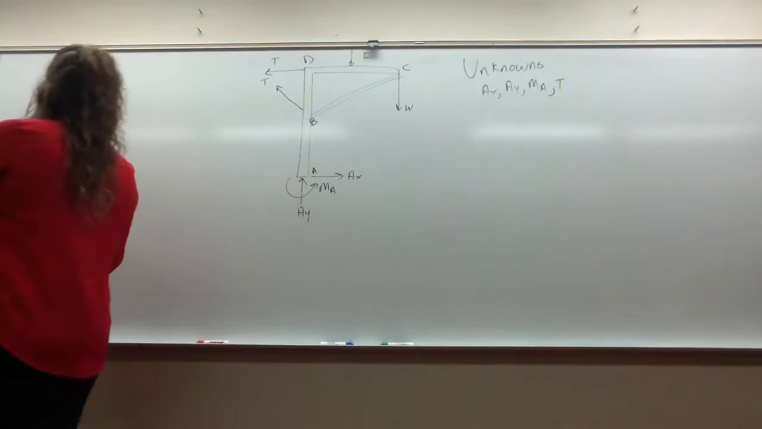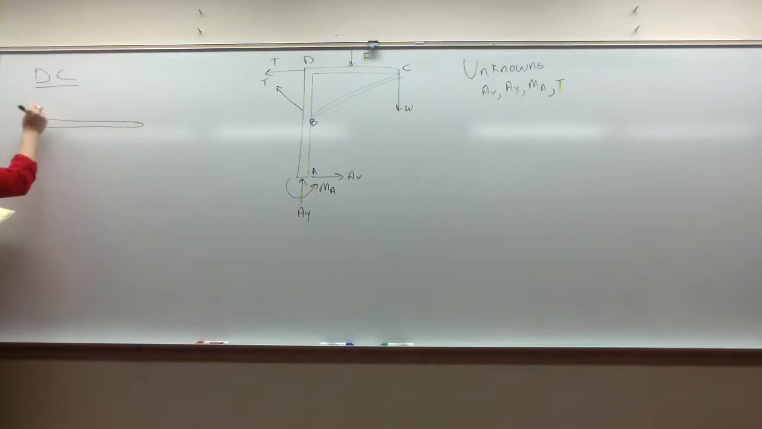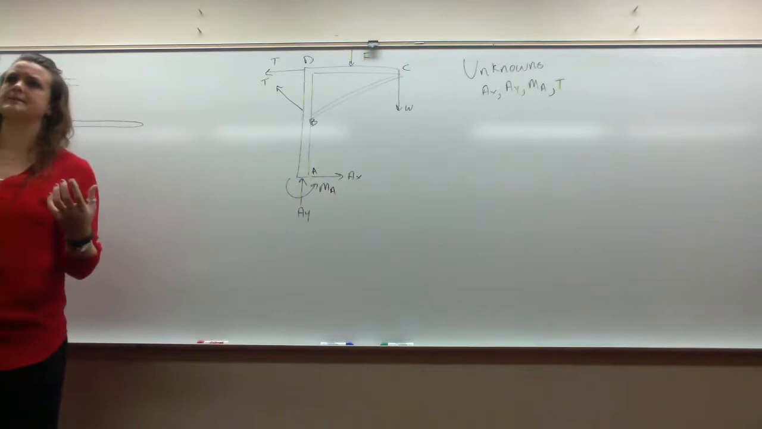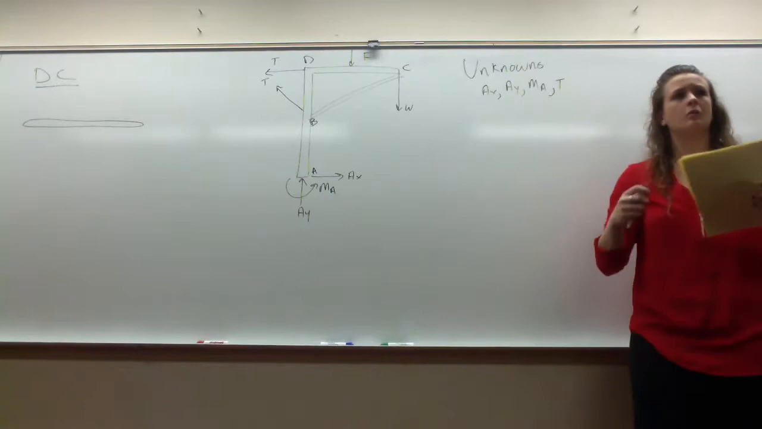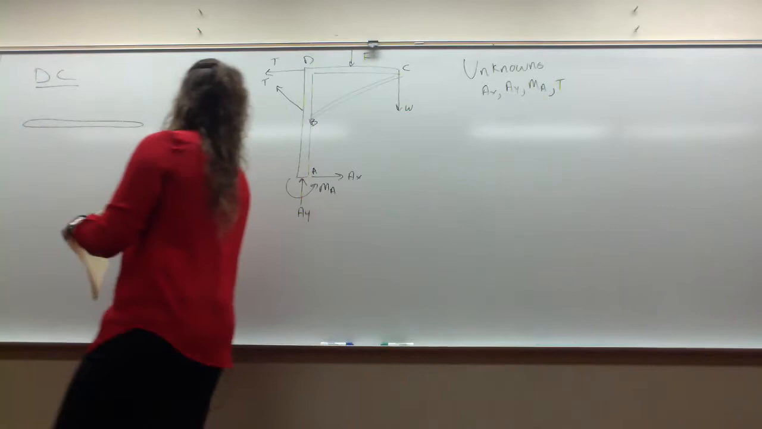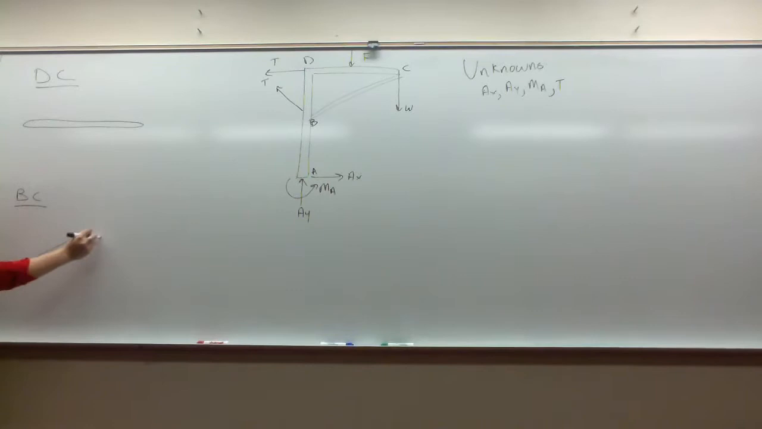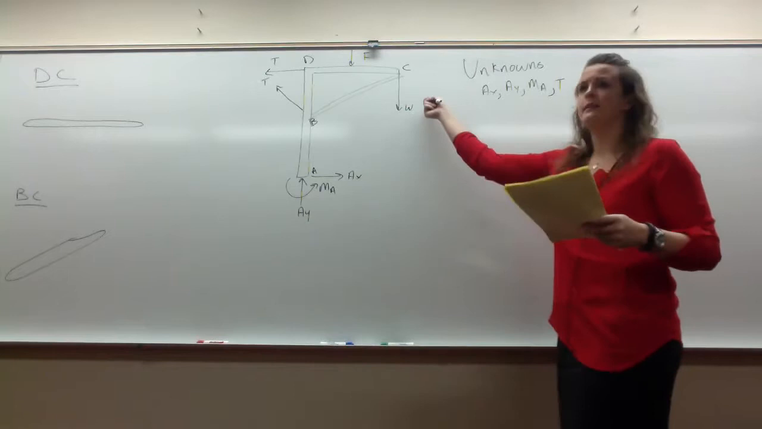So if we look at member DC, we isolate that individual member and apply all of the forces, both internal and external. And I want to talk a bit about this known weight, these known forces. Where do we apply them? If we have member DC and member BC, where do we apply this weight? Who says both? Who says one or the other?